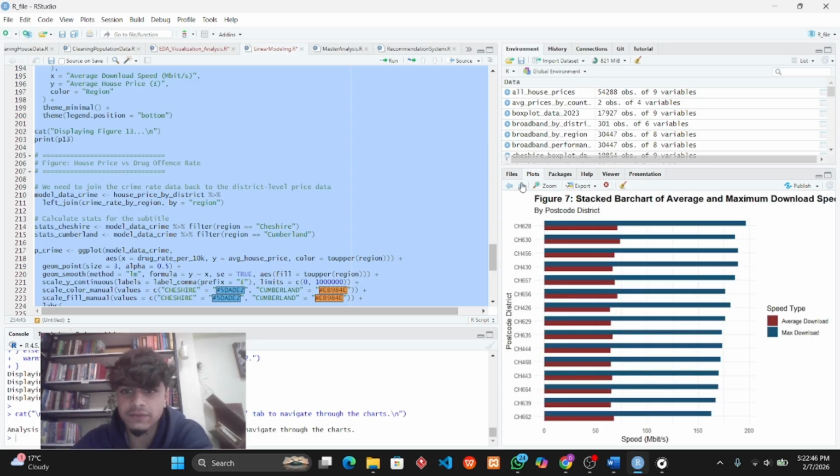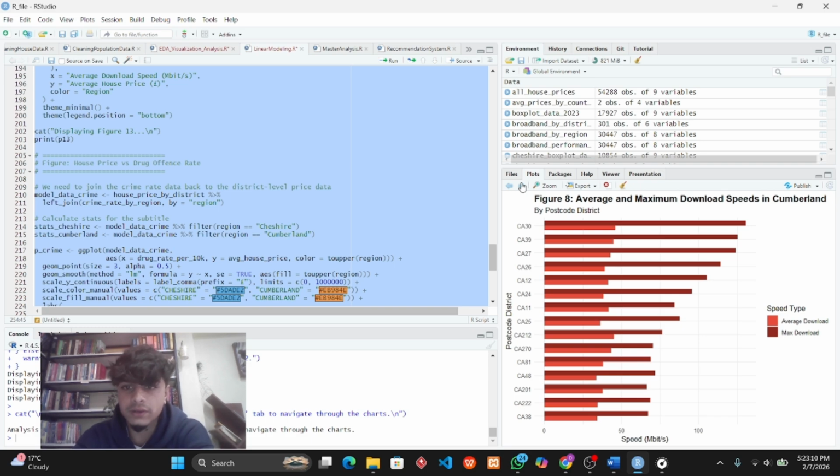So in figure 7, you can see a stacked bar chart of average and maximum download speed in Cheshire. This figure shows a strong variation in broadband performance across districts in Cheshire. Some areas perform very well while others lag behind.